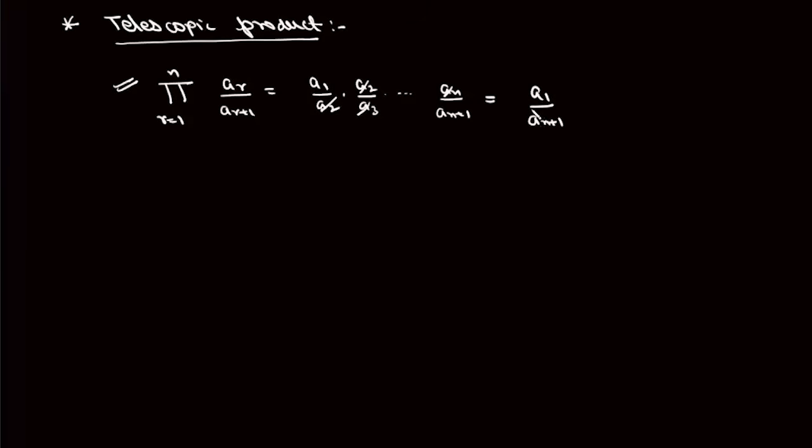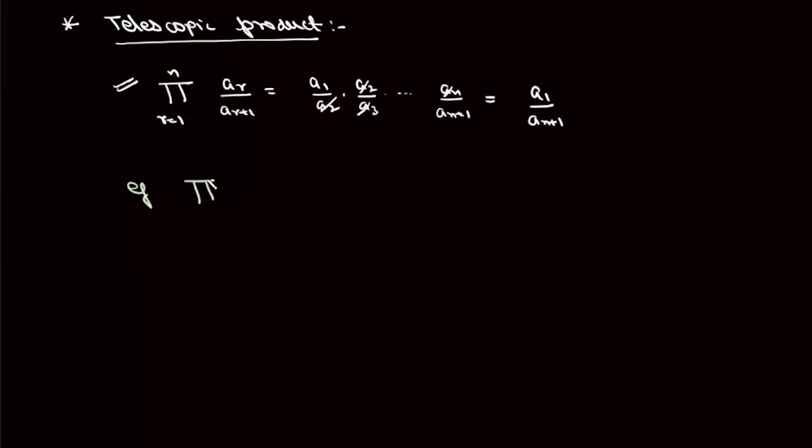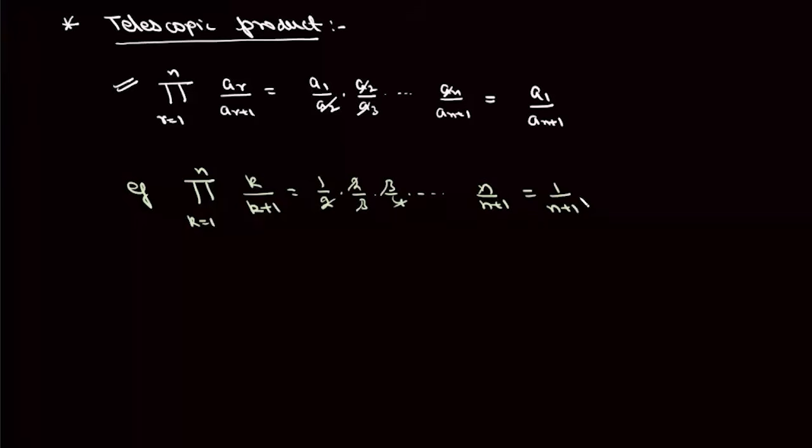So if we take an example, suppose we have this product, K varies from 1 to N, K upon K plus 1. Now when the value of K is 1, it is 1 by 2. Then K is 2, it'll be 2 by 3, 3 by 4, and it'll continue up to N upon N plus 1. All these terms will cancel. We'll get 1 upon N plus 1. And if we use the shortcut, when K is 1, this is A1, so it'll be 1, and A_(N+1) will be simply N plus 1. So this is 1 upon N plus 1.